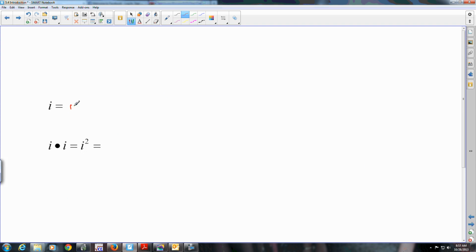i is worth the square root of negative 1. Similar to how pi is an actual number. It's a symbol, but it's an actual number, 3.1415, and so on. Okay? i isn't a variable. It's a number, like pi is a number. i is the square root of negative 1. So i squared is the square root of negative 1 times the square root of negative 1.